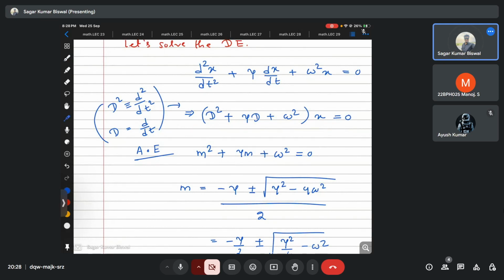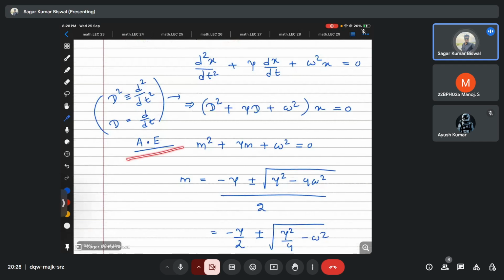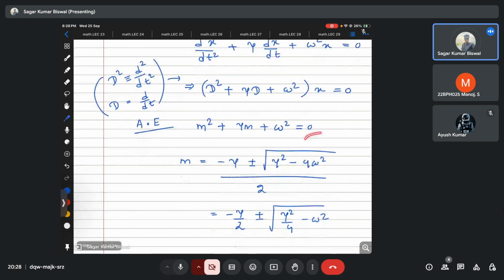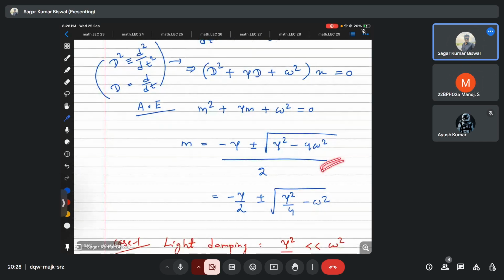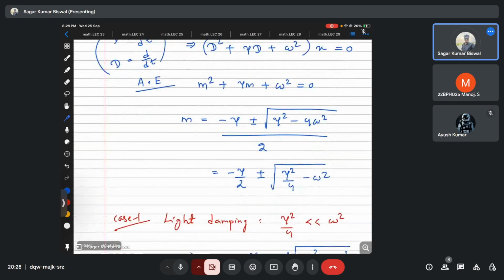So how to proceed? First you have to find the auxiliary equation. For the auxiliary equation, in place of d put m. So m square plus gamma m plus omega square equals 0. And m can be found from the quadratic formula, minus b plus minus the root of b square minus 4ac, by 2a. What is a here? A is 1. What is b? B is gamma. And what is c? C is omega square. So put everything in the formula, and these are the roots you get.